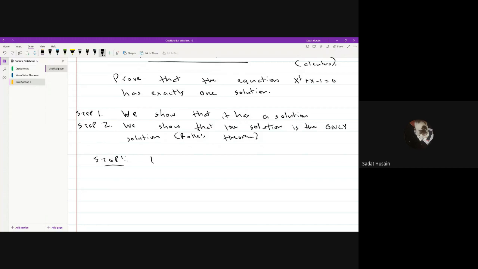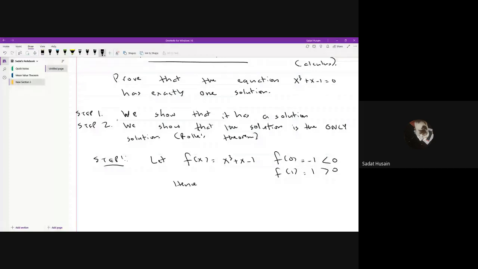Step 1, you let f of x equals x cubed plus x minus 1. So you have f of 0 equaling minus 1, which is less than 0, and f of 1 equals 1 plus 1 minus 1, equals 1, which is greater than 0. Hence, f of x equals 0 has a solution in the open interval 0, 1. Do you agree with me?